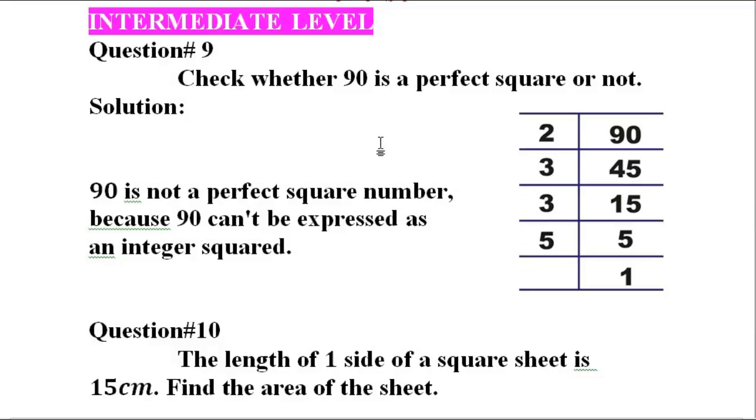For example, the square root of 4 is 2. The square root of 9 is 3. The square root of 16 is 4. In this example, 4, 9, and 16 are perfect square numbers because their square roots 2, 3, and 4 are integers. So we say that 90 is not a perfect square number because 90 can't be expressed as an integer squared.